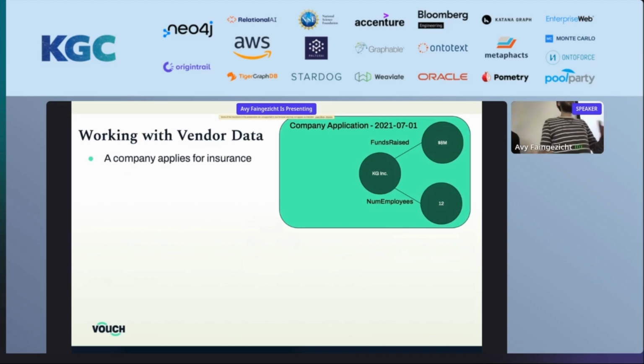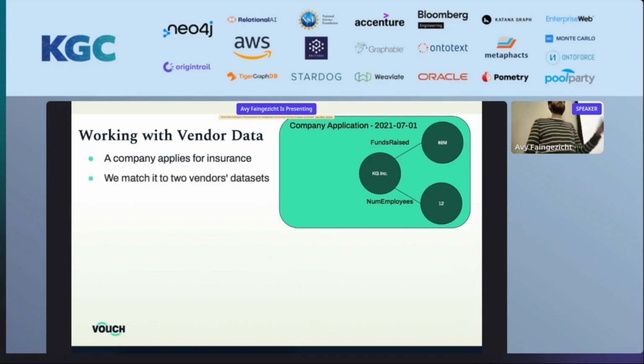Yeah, so I think we're going to just go through a little bit the journey of data. And I think one distinction that we have versus some of the other graph models that we've seen discussed here. So here's an example. A company is applying for insurance with Vouch. They tell us, on July 1st, 2021. So the source is the company application. The date we learned about this is July 1. And amongst other facts, they've told us these two facts: how much money they've raised, $8 million, and the number of employees they have, 12.